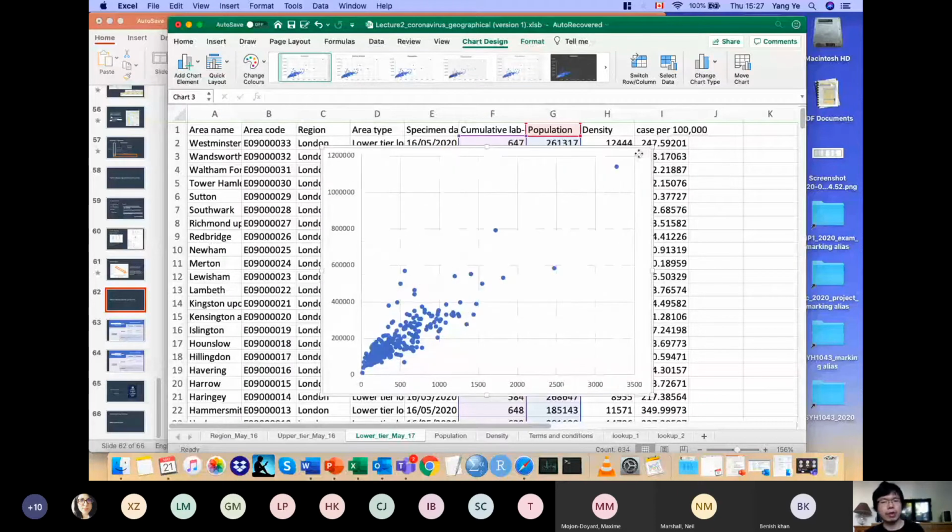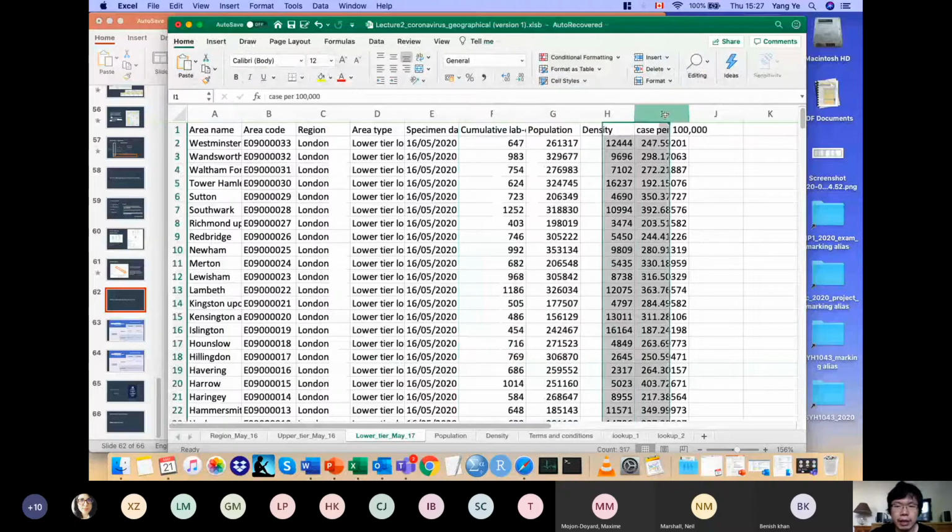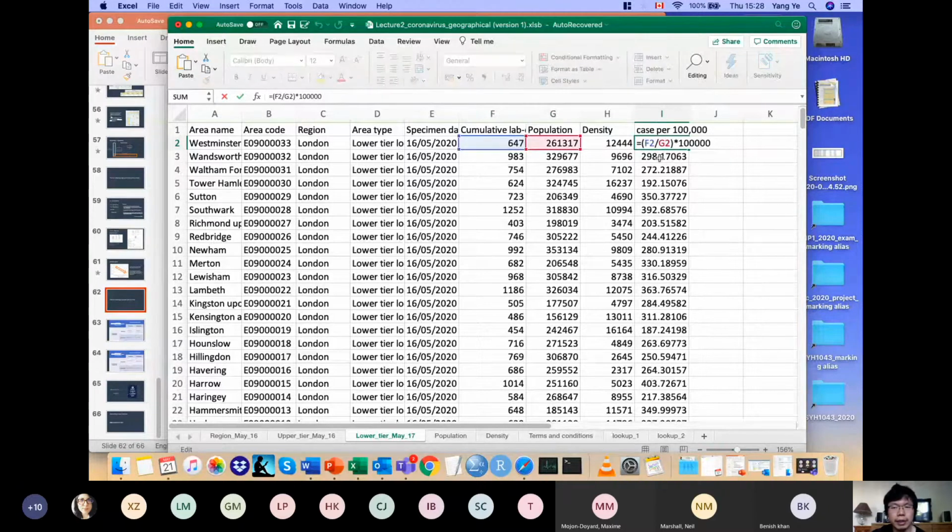So what we want to do is to control for population. To do that, we can calculate something called cases per 100,000 people in the population. This is done by dividing the lab cases, the number of cases, by the population of that local authority. You can see on the formula, it's F2 divided by G2. Because that number is too small, I multiply it by 100,000, right?